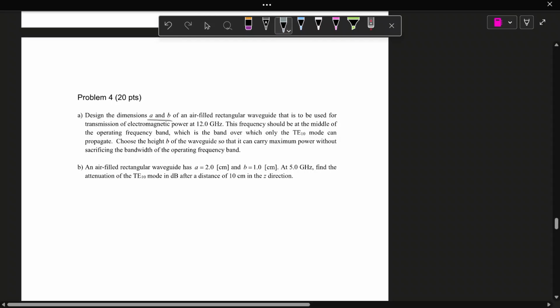Design the dimensions A and B of an air-filled rectangular waveguide that is to be used for transmission of EM power at 12 gigahertz. So we know frequency is at 12 gigahertz. The frequency should be at the middle of the operating frequency band.